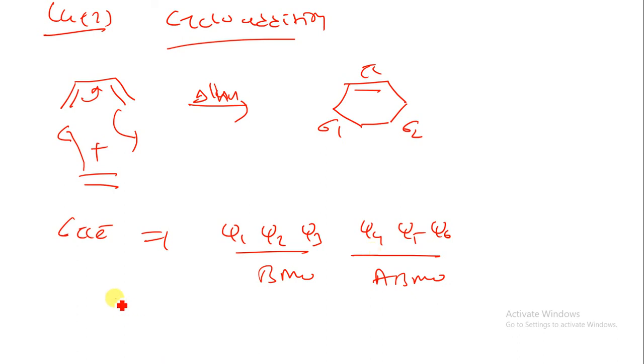Second thing you have to find out is the total nodes. The nodes will be n minus 1, so that will be 6 minus 1. So you can write down that 5 nodes will be there. Okay, here you consider the bonding molecular orbital and that will be the anti-bonding molecular orbital.